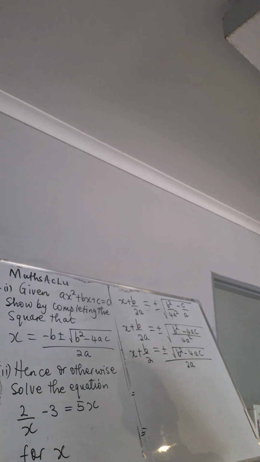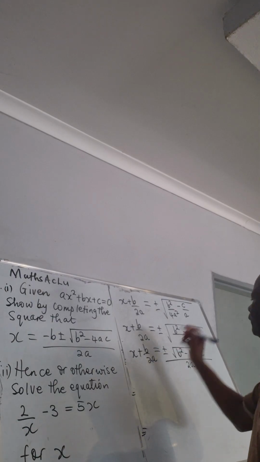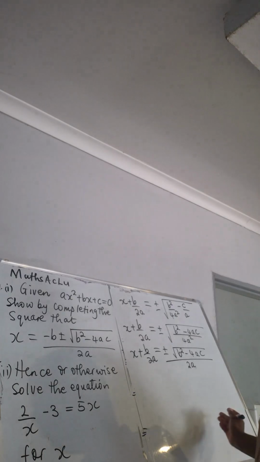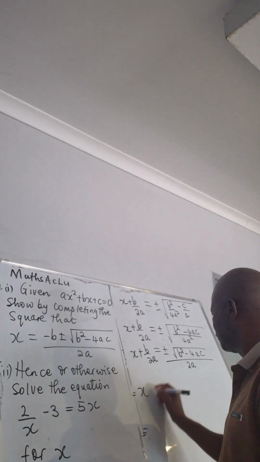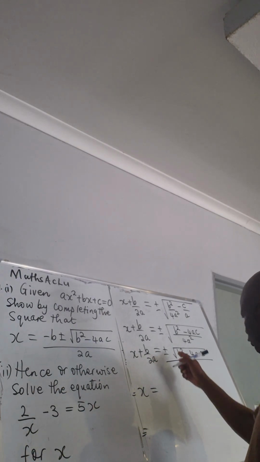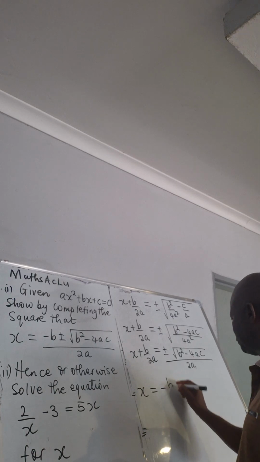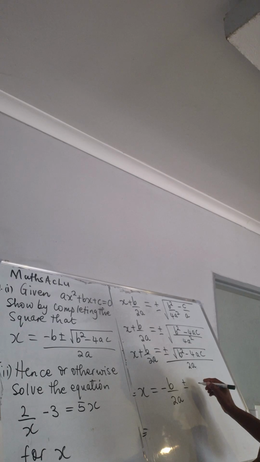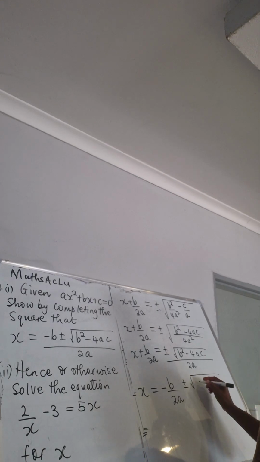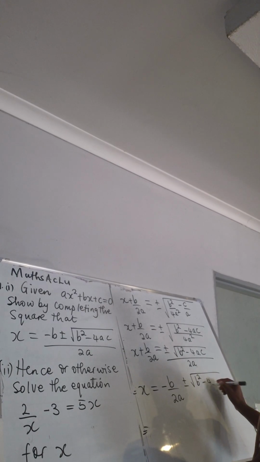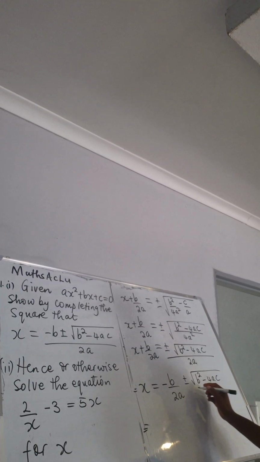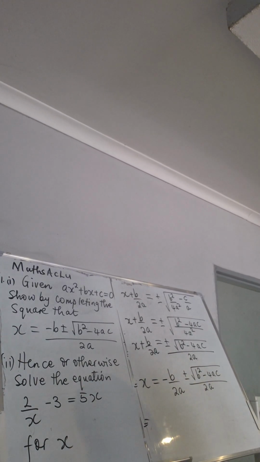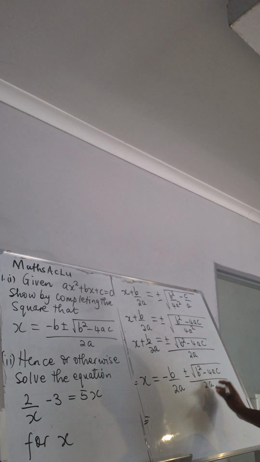Right, now you can take b over 2a to that side. So our x is going to be equal to, this one goes there. So it becomes minus b over 2a plus or minus the square root of b squared minus 4ac over 2a. So you can see this is 2a, this is 2a.